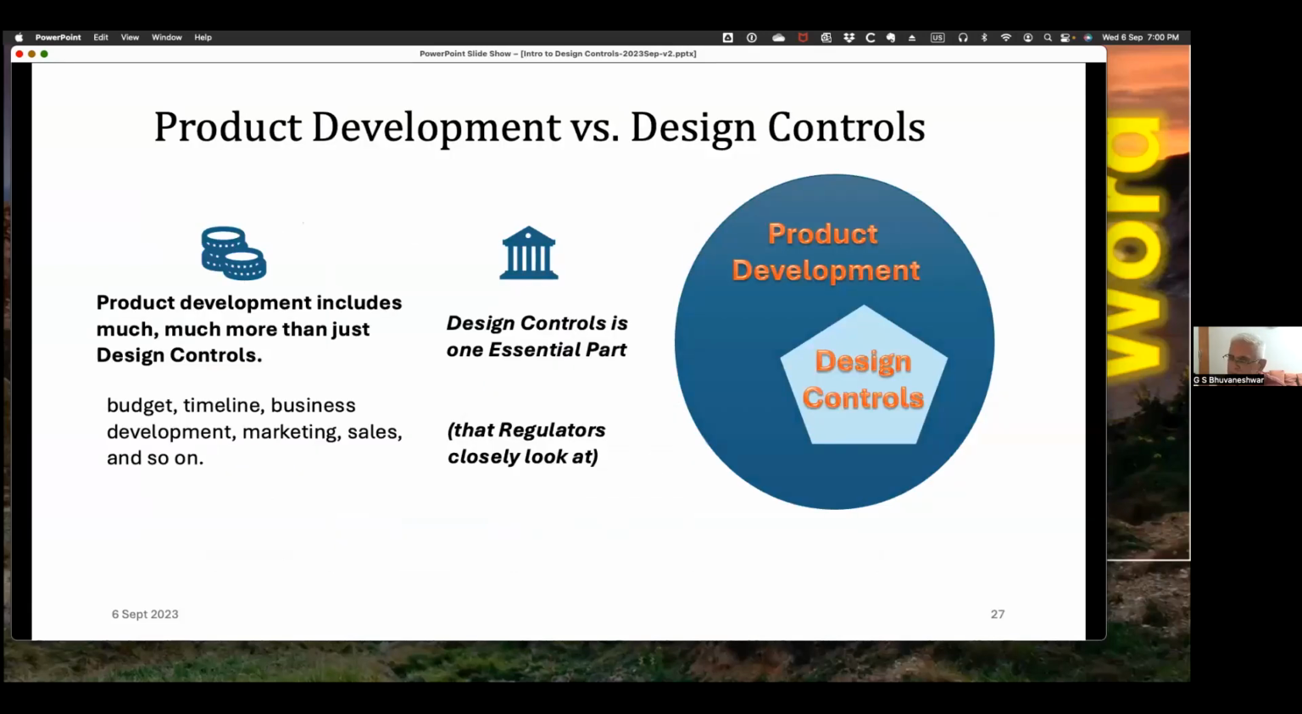Another question that usually comes up is what's the difference between design controls and product development? Product development, as I said, involves much more. It involves the technical aspects, a lot of aspects of product development. Design controls is a smaller part, controlling the design process. So you can take it that design controls is a part of product development, but it's not everything. It's not the whole product development, but a part of it. This is where the regulators take a close look. So remember that this is what regulators look at very closely.